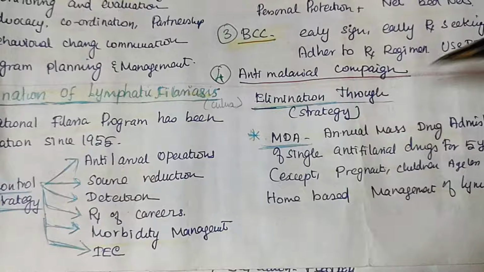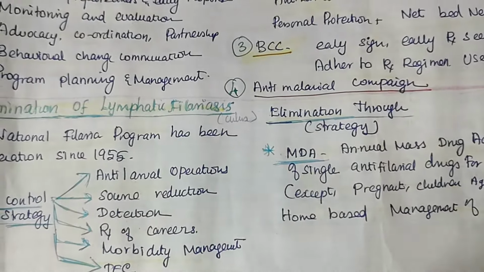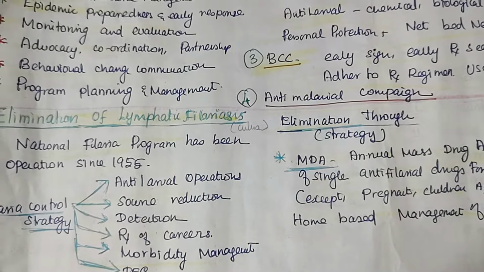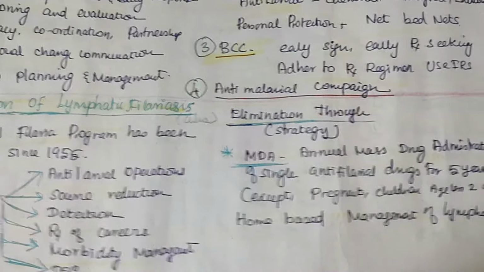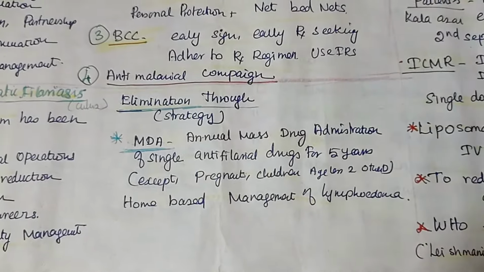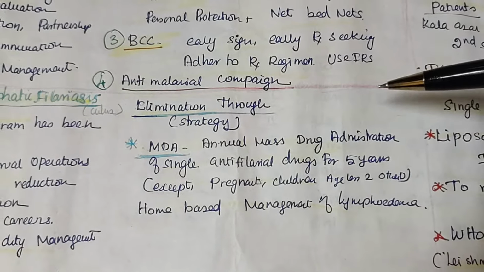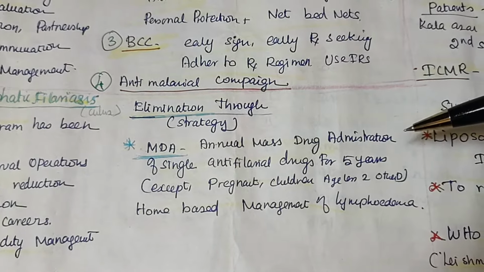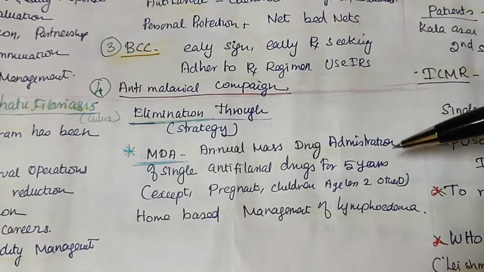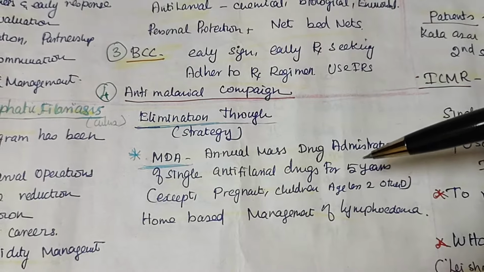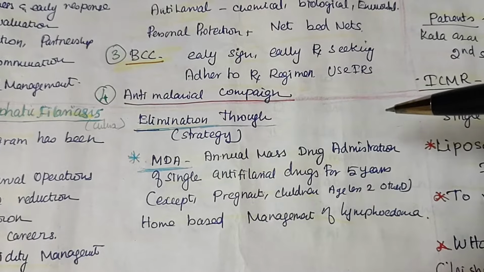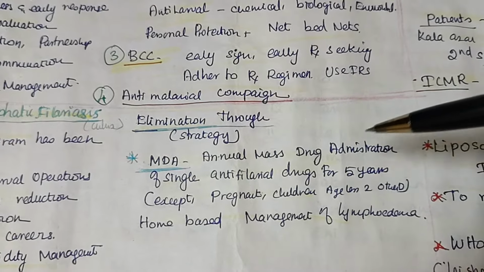So elimination comes between control and eradication: we first want to eliminate, then eradicate. In the elimination strategy, they do annual mass drug administration, where single or combined anti-filarial drugs are given. Except for pregnant women, mass drug administration is given to everyone. That is called MDA, mass drug administration.